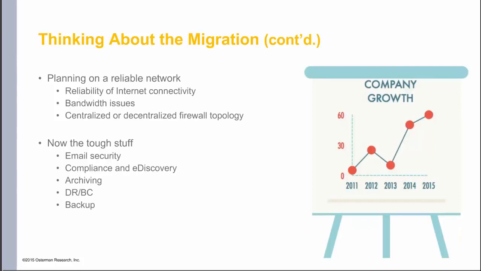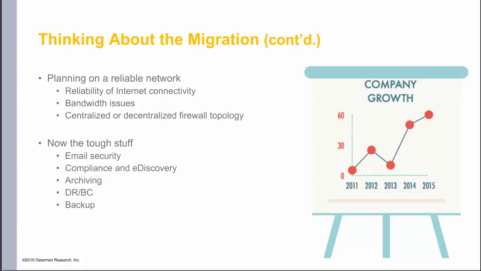So also you're going to need to plan on a reliable network. You're going to have very reliable internet connectivity. Today, email is a mission-critical application, as it will continue to be for many years to come, and it's highly dependent on very good internet connectivity. And as you move to Office 365 or any cloud-based application for that matter, the reliability of your internet connectivity is going to become more important. Bandwidth issues, again, a very important concern, because now you've got a lot more traffic on your network, and you don't want to have the network be the bottleneck in the productivity that you're trying to achieve with Office 365.